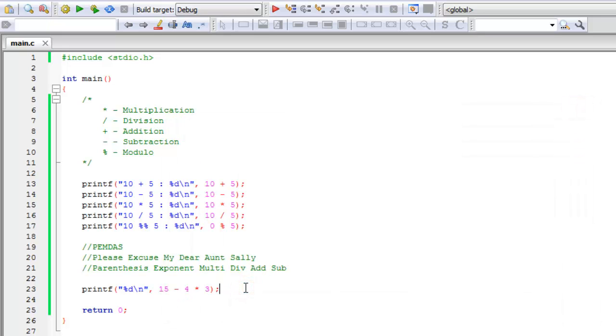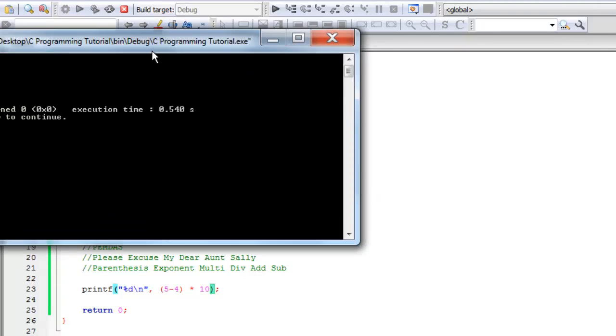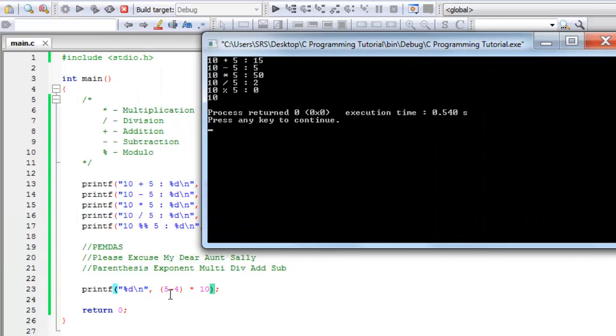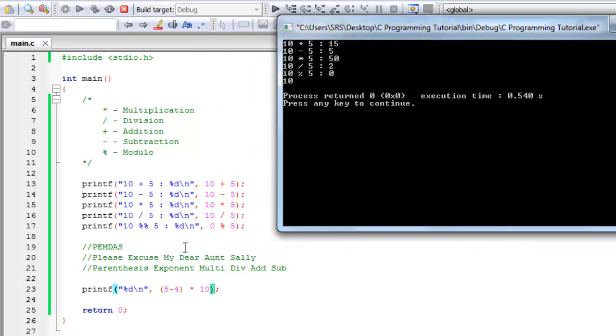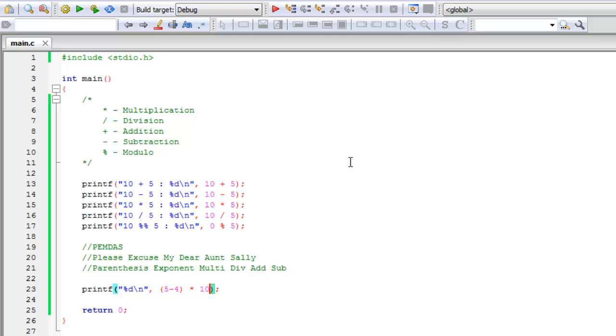Just a few more to practice with. What if we did 5 minus 4, times 10, with the 5 minus 4 in parentheses? Let's see. Here we get 10. We do 5 minus 4, which is equal to 1, and we do this first because the parentheses are the first thing here. So we get 1 times 10, and we get 10. I think that's pretty good. This is something you can Google. It's just pretty important to know these. And so that's the first half of what I want to show you guys.